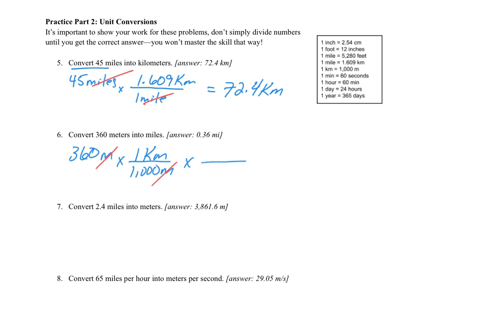So I look at this and I say, okay, 360 meters into miles. I've got kilometers, and I can see that 1 mile is 1.609 kilometers. So I'm going to go ahead, 1.609 kilometers in 1 mile. Kilometers cancels with kilometers, and I'm going to be left with miles. So when I plug that into my calculator, I can already see I don't think I'm going to get 0.36 miles. Let's see what we get.